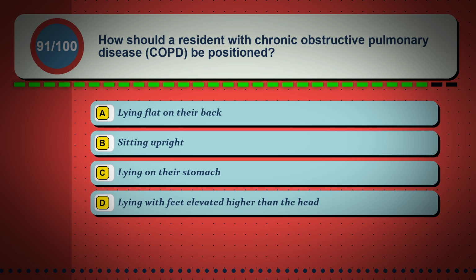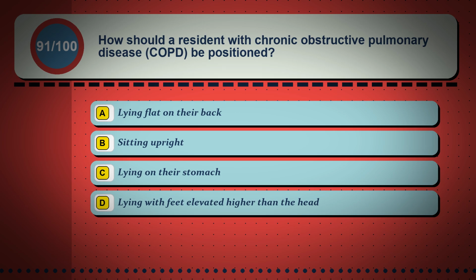Question 91. How should a resident with chronic obstructive pulmonary disease, COPD, be positioned? Option A. Lying flat on their back. Option B. Sitting upright. Option C. Lying on their stomach. Option D. Lying with feet elevated higher than the head.